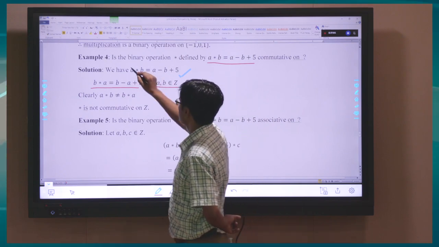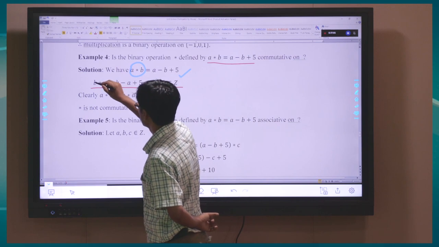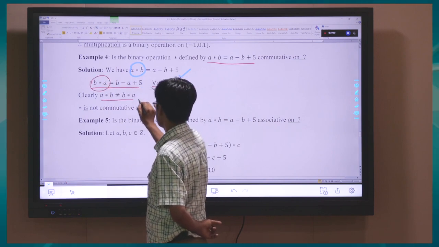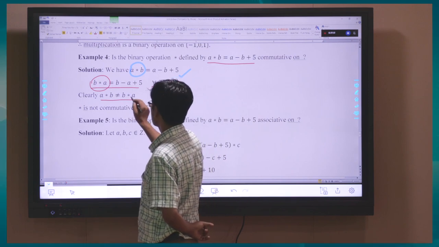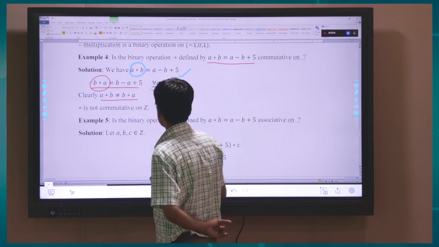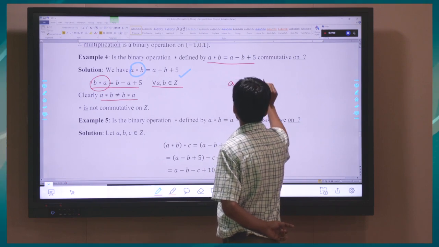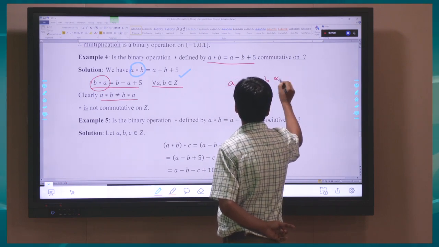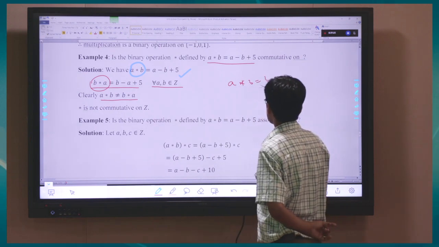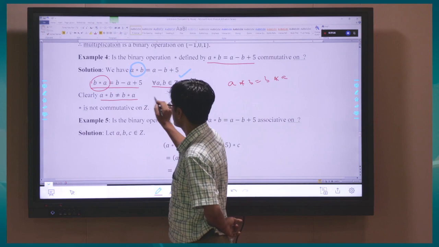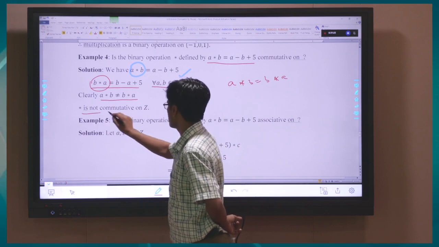You see this A star B is not equal to B star A. So clearly A star B is not equal to B star A. For commutative, the result is A star B is equal to B star A for all elements A, B of any set. So here A star B is not equal to B star A, so star is not commutative.